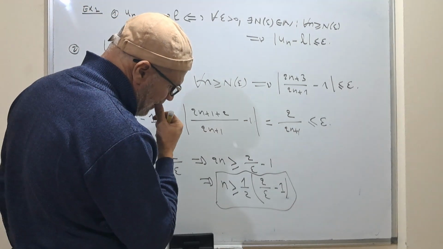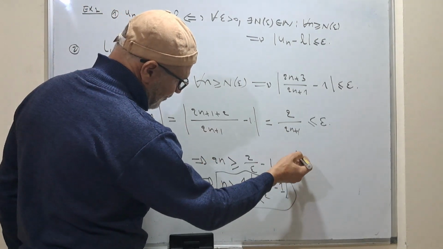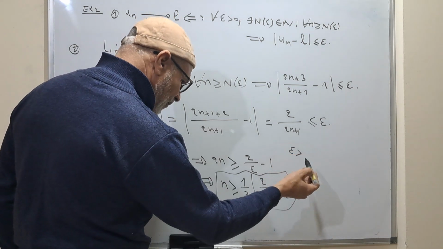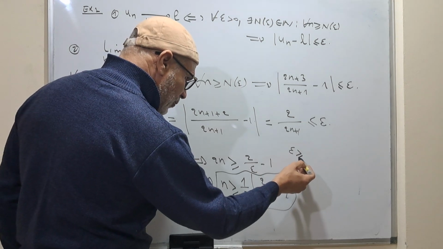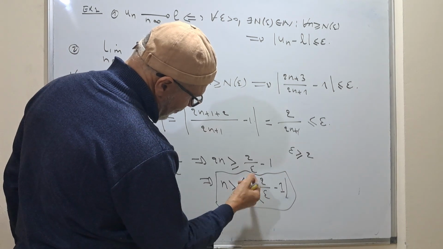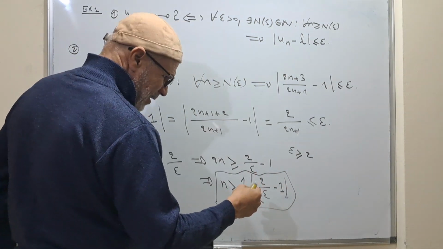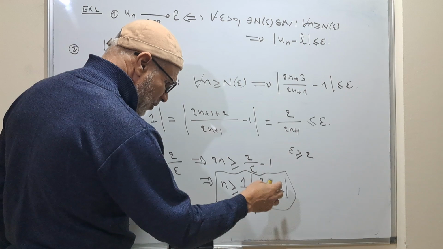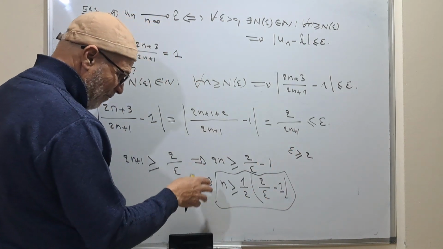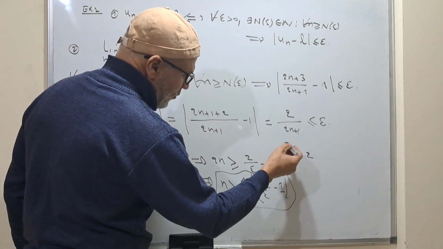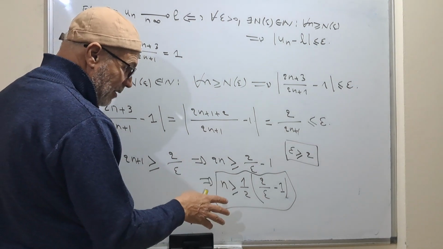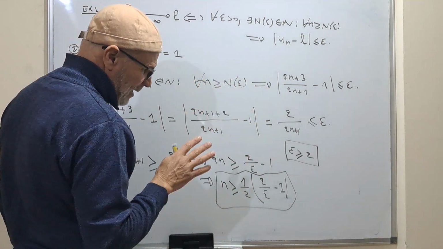If epsilon is greater than or equal to 2, here we will get 2 over 2, which is equal to 1, and the difference is equal to 0. If epsilon is strictly greater than 2, this will be negative. In the case when epsilon is greater than or equal to 2, all natural numbers verify this inequality.